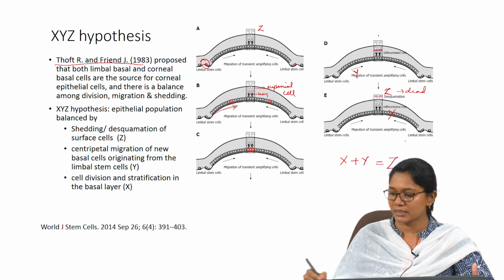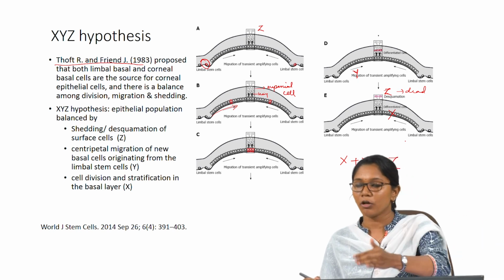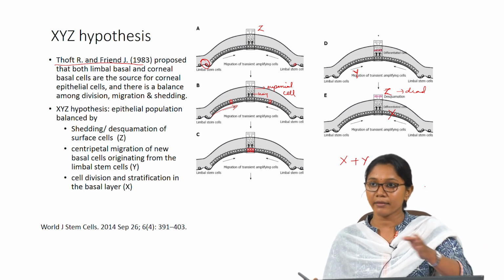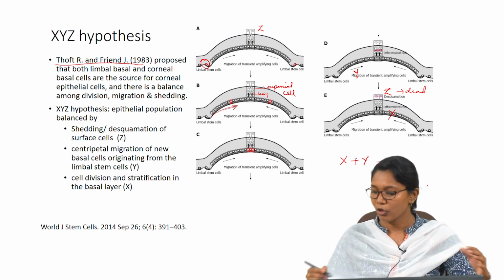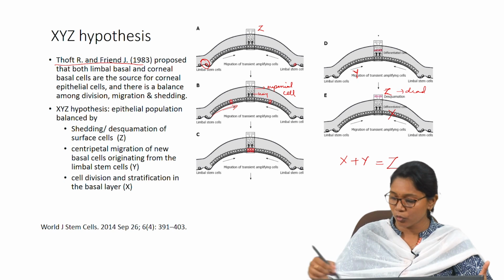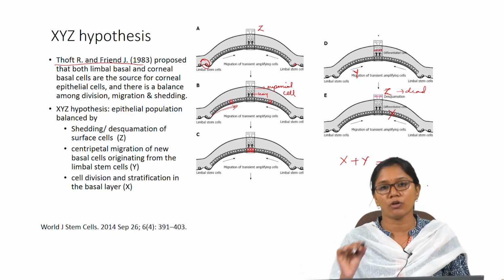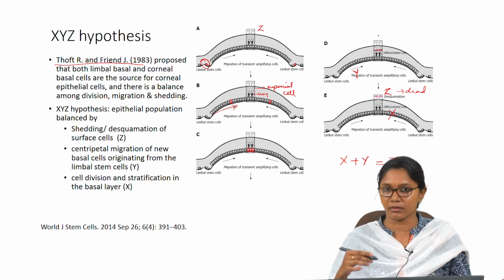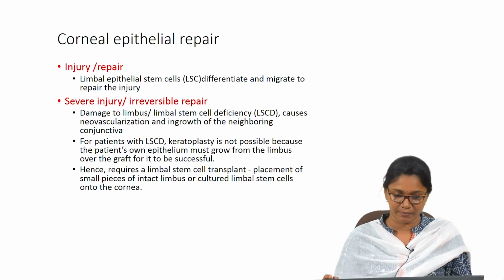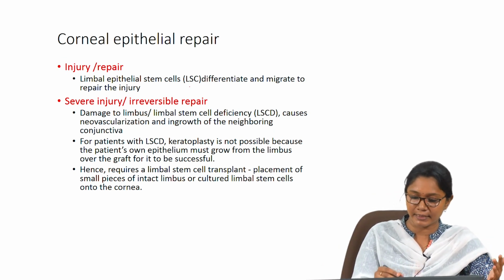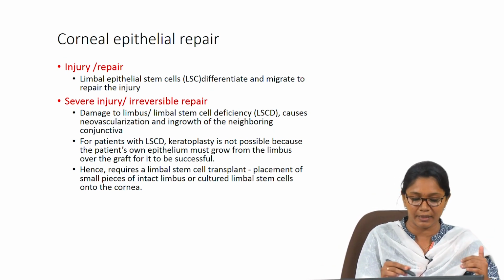So, this homeostasis is maintained by this theory: the limbal stem cells along with the basal stem cells, the differentiation, the mitosis process and the centripetal movement all play a role in maintaining this process. So, this happens upon normal tissue repair, and when a wound is created, or an injury happens, limbal epithelial stem cells differentiate and migrate to repair the injury.